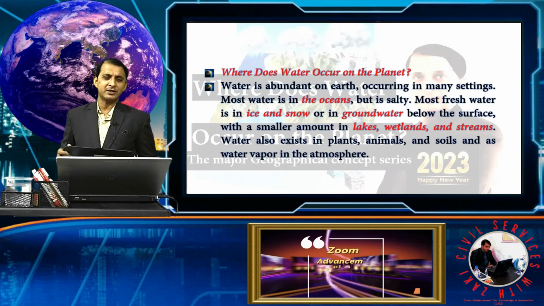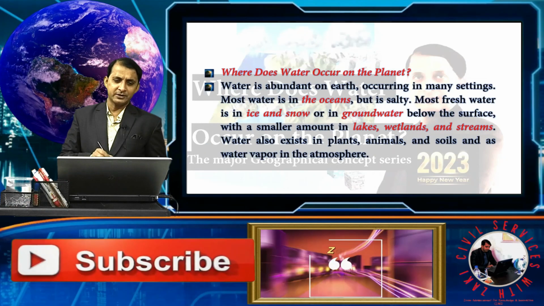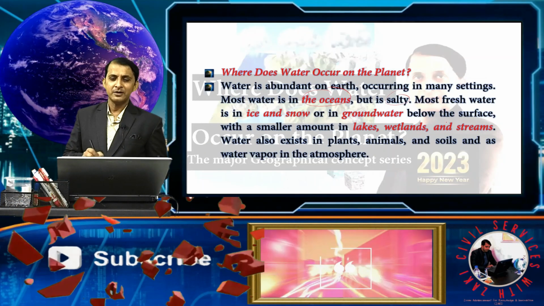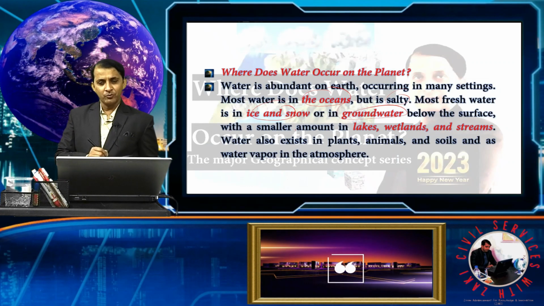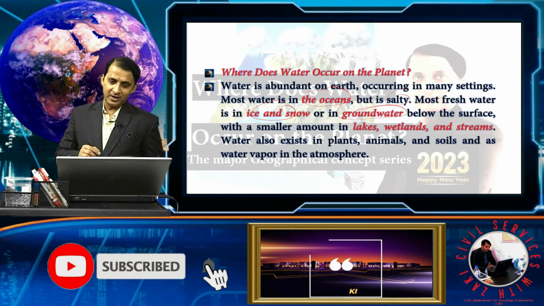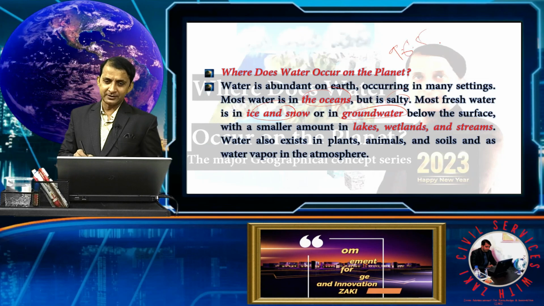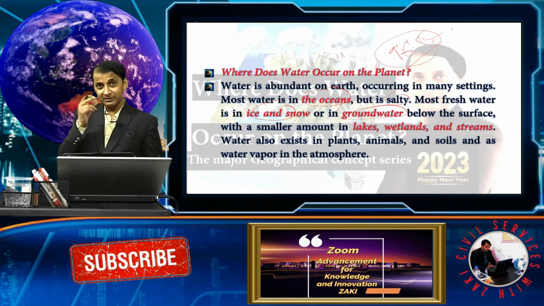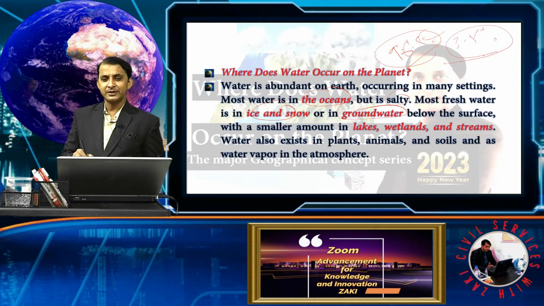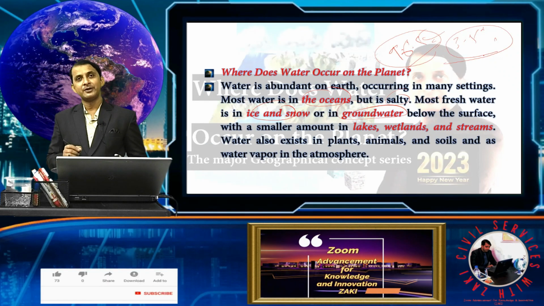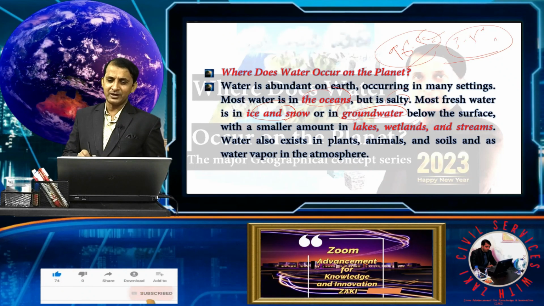So as we know, water is abundant on the Earth, occurring in many settings. Most of the water is in the oceans, as we know, but it is salty. Most fresh water is in the ice and the groundwater. So about 96.5% of water is present in the ocean but salty, and the other 3.5% is fresh and present in snow and groundwater and lakes, wetlands and streams.